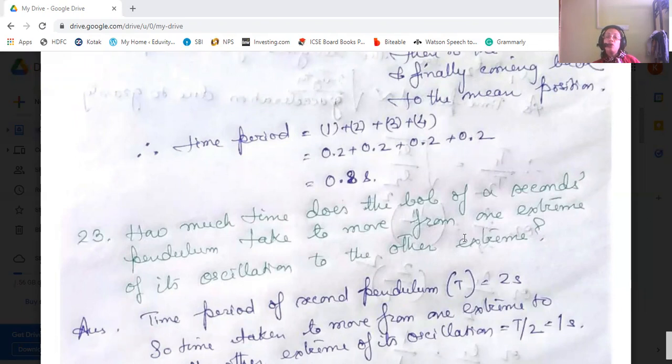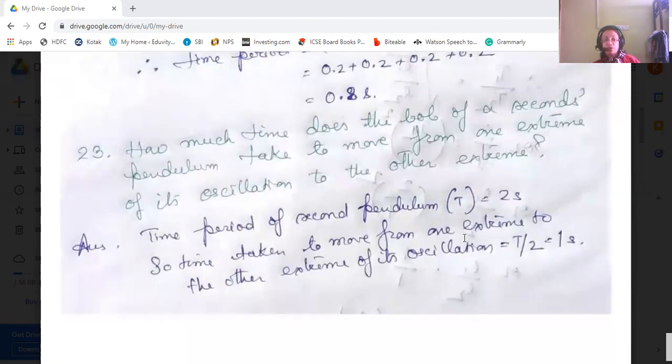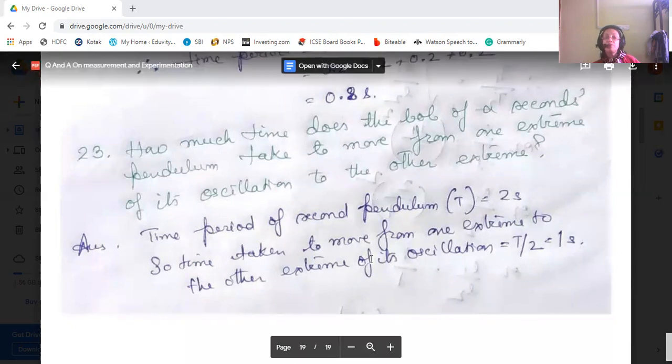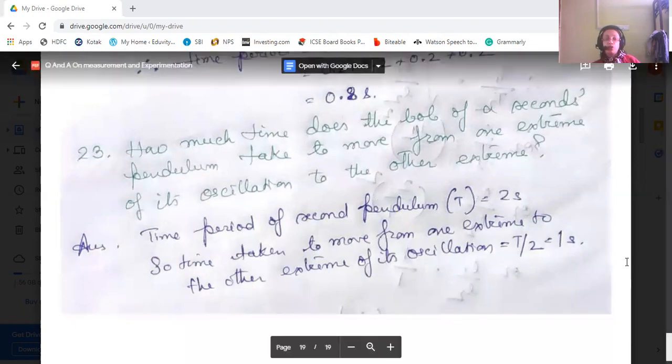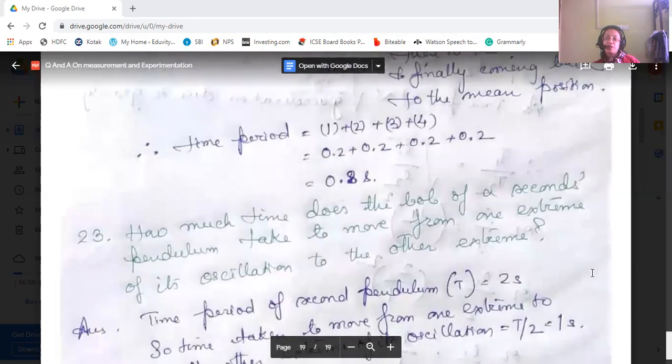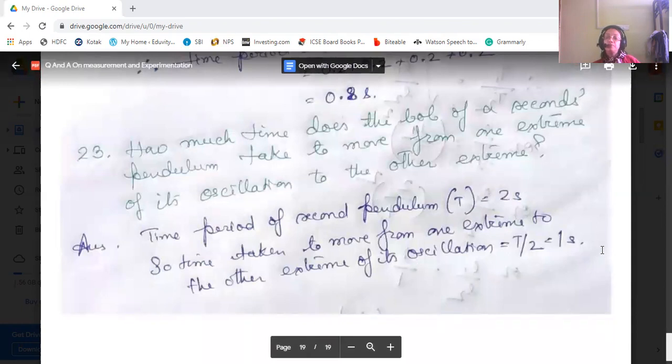Now, how much time does the bob of a second's pendulum take to move from one extreme of its oscillation to the other extreme? The time period of the second's pendulum, T, is 2 seconds. So the time taken to move from one extreme position to the other is T by 2, which is equal to 1 second. For a second's pendulum the time period is 2 seconds, but the time from one extreme to the other is 1 second.